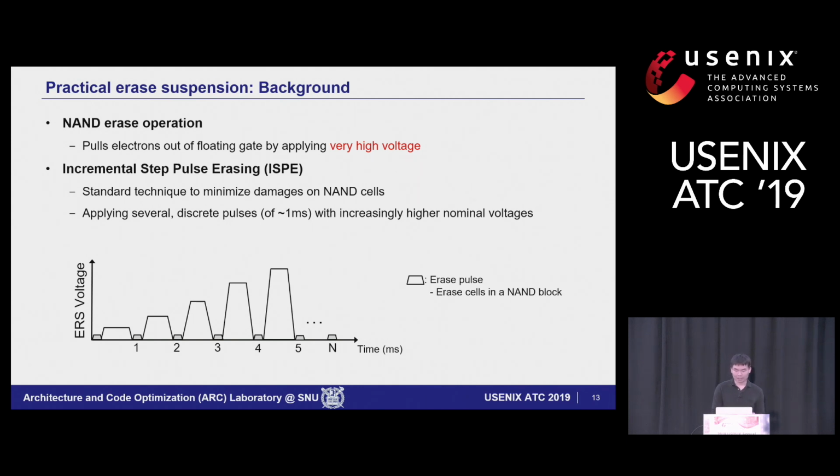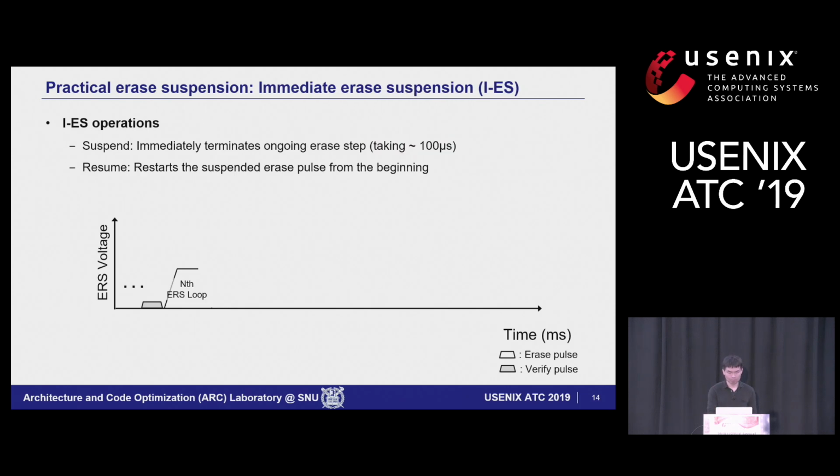An erase pulse extracts the electrons from cells in a NAND block, and a verify pulse detects the state of the NAND cells in a block and decides whether or not to perform the next erase step with a higher voltage. Generally, modern NAND flash memories are designed to complete the block erase operation within 5 steps. From now on, let me talk about how our practical erase suspension can achieve the target performance without side effects.